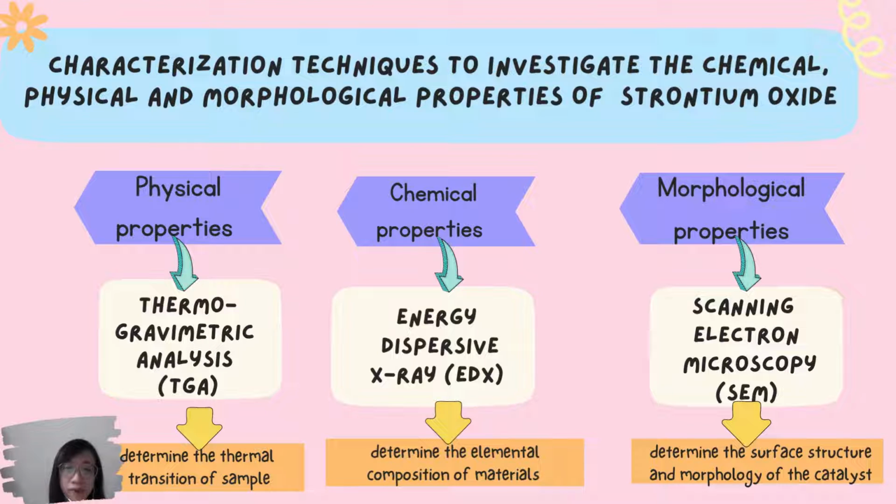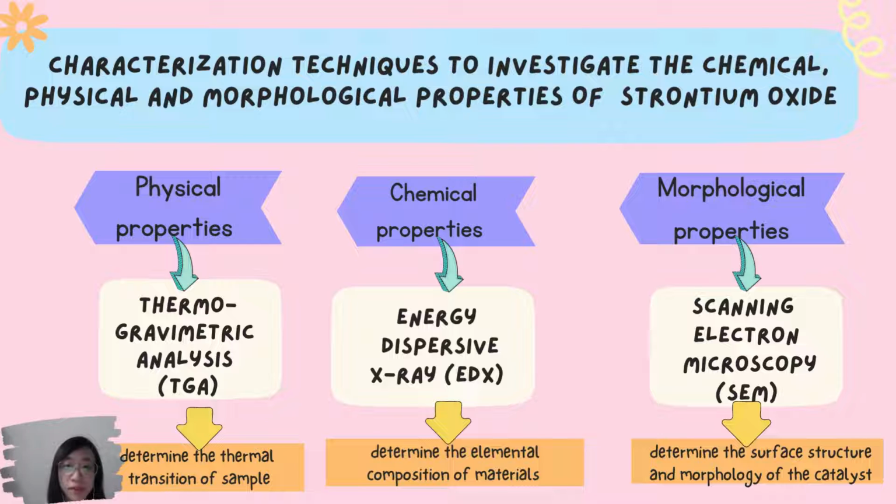I will be talking about the characterization techniques to investigate the chemical, physical, and morphological properties of strontium oxide. To determine the physical properties of strontium oxide, thermogravimetric analysis (TGA) is used. TGA is used to determine the thermal transition of sample. TGA is a good approach since it allows us to establish the appropriate working conditions for the catalyst, such as thermal stability, oxidation stability, and the projectile lifespan of the product.